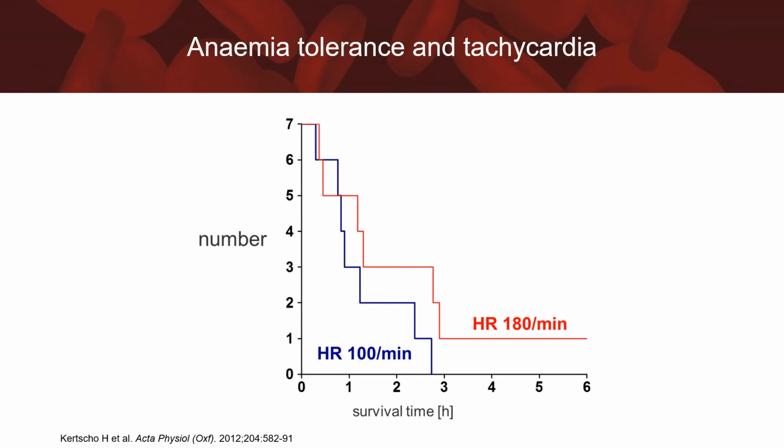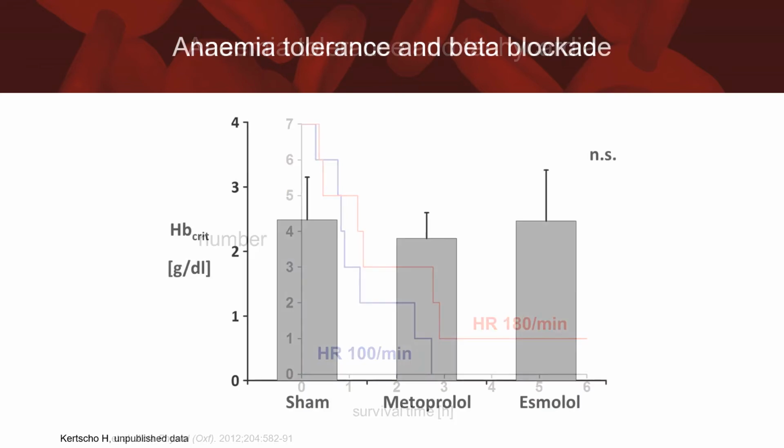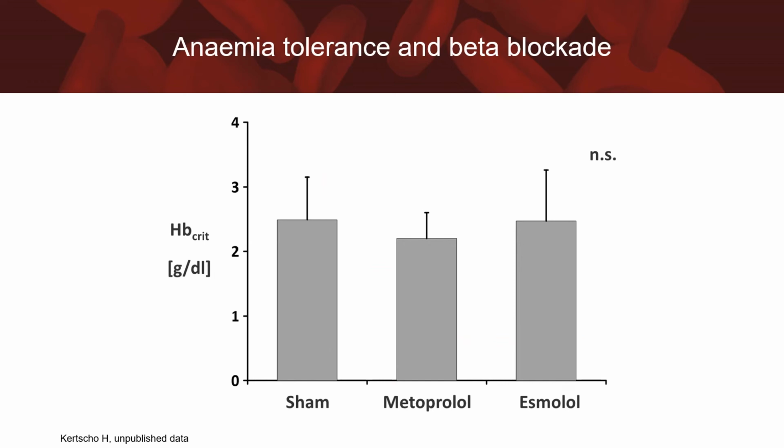Anemia tolerance is nearly not influenced by the heart rate. Surprisingly, even at a higher heart rate, survival times at the critical hemoglobin concentration remain exactly the same. Beta blockade obviously has nearly no influence on anemia tolerance. The compensatory mechanisms of anemia tolerance are driven not by heart rate, but by the contractility of the myocardium, and as a consequence, beta blockers do not play a major role here.